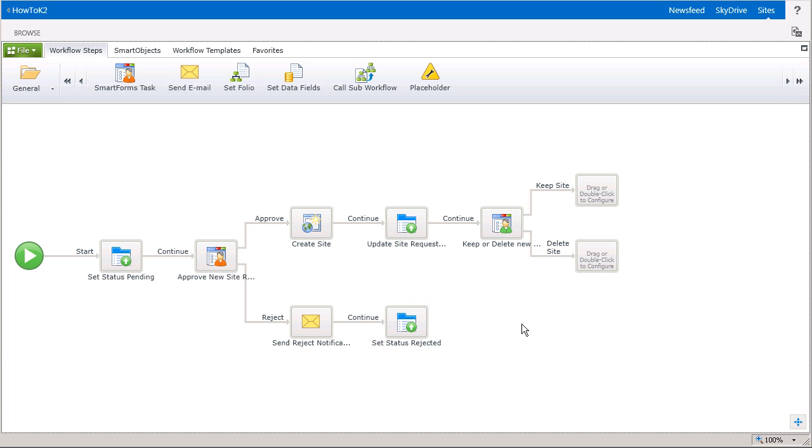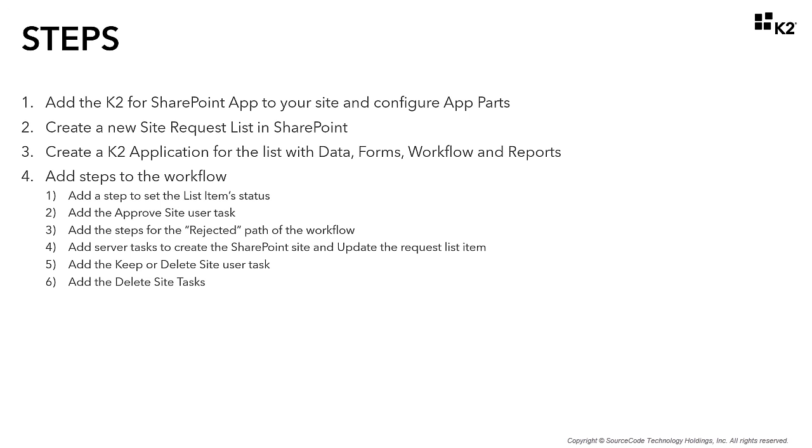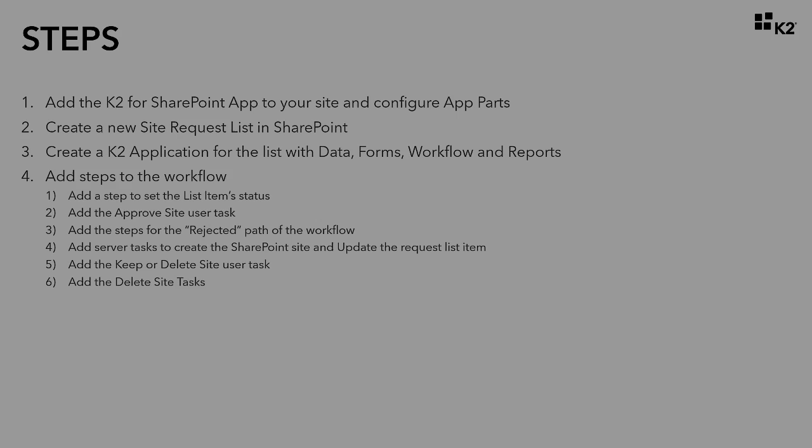In this step, you added a task for the originator to decide whether or not to keep the new site, and added an escalation for this task to remind the originator to complete their task. In step 4.6, you will build out the delete site path of the workflow by configuring the delete subsite step, as well as updating the site request list item status in SharePoint with the fact that the site was deleted.